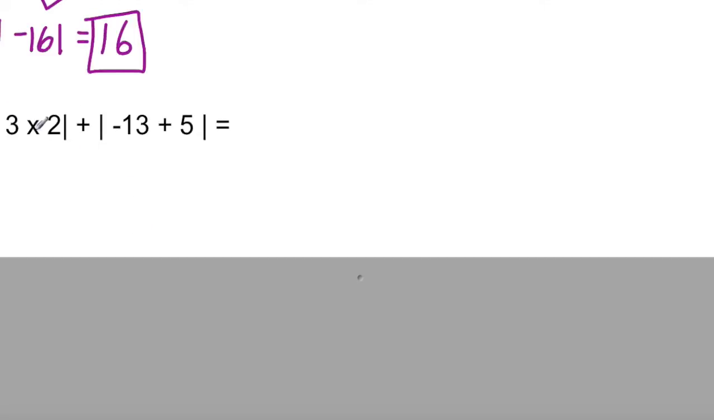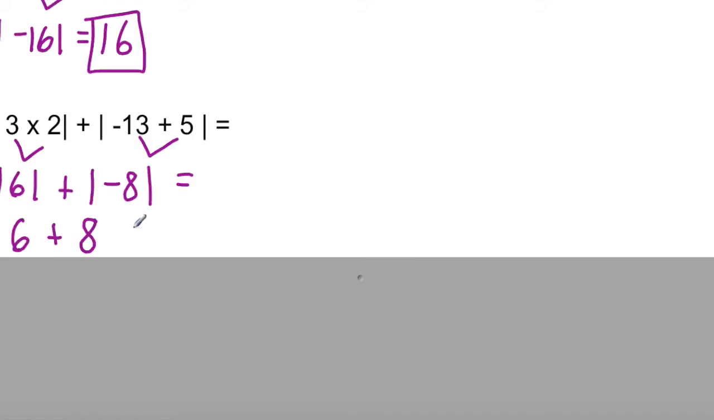So first thing we're going to want to do is solve what's inside the brackets for the absolute value. So 3 times 2 is going to give me the absolute value of 6 plus the absolute value of -13 plus +5, that's going to give me an absolute value of -8. Now from here, now that I only have one number inside of my absolute value, I'm just going to find the absolute value. In this case, it'll be 6. In this case, it'll be 8. So 6 plus 8 will just give me a sum of 14.